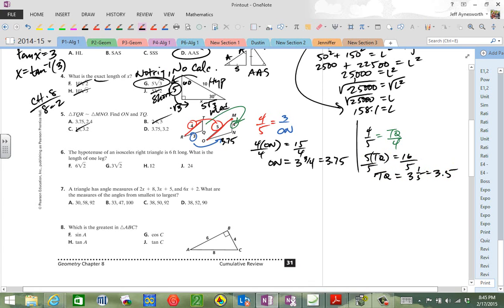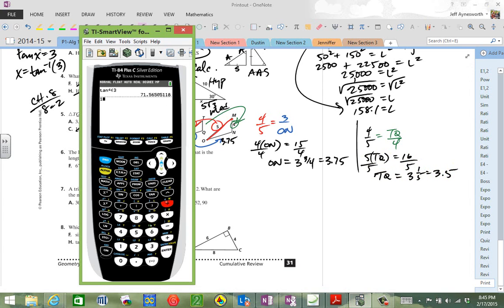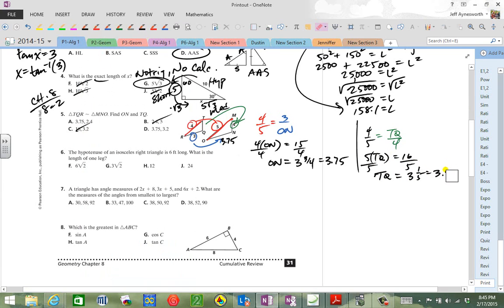Just look at your calculator. 1 divided by 5 equals, boom, 0.2. So 3 point, excuse me. I said it right, but I didn't write it right. This is 3.2. Okay, so TQ is 3.2. So that's not it. And this is it right here. So work it out and then select the right ones. Cross out the ones that don't make any sense.